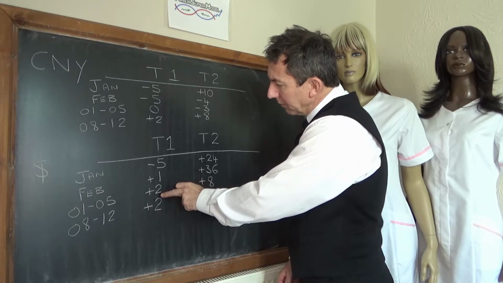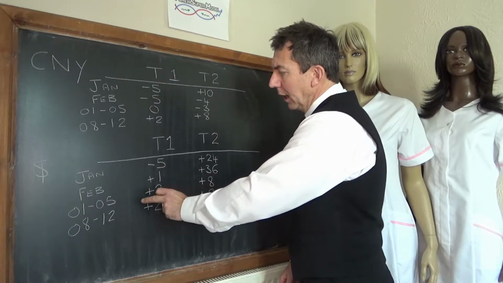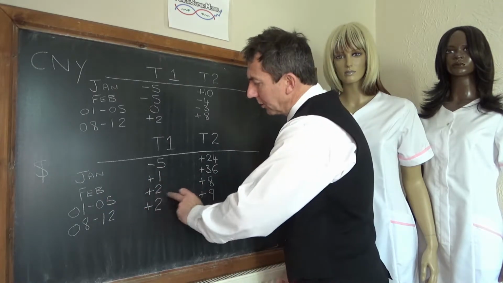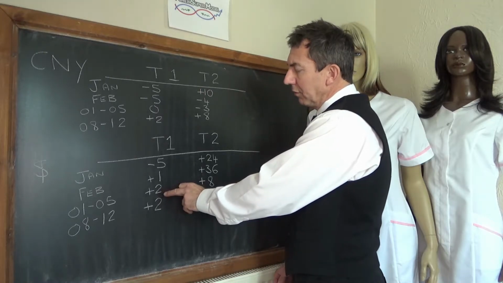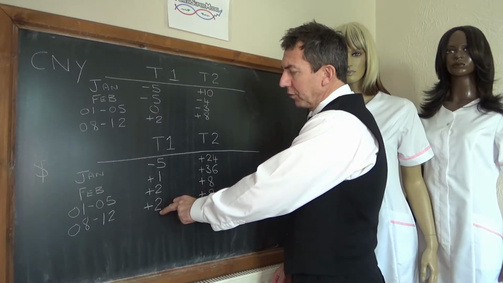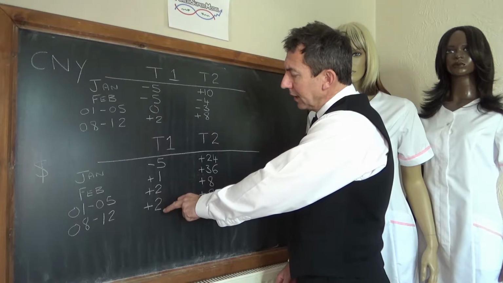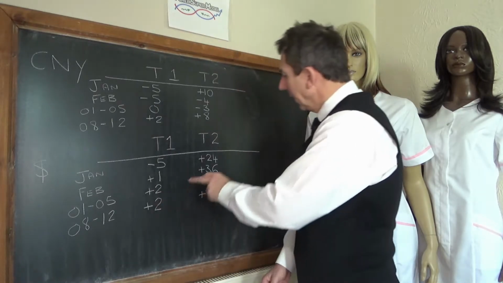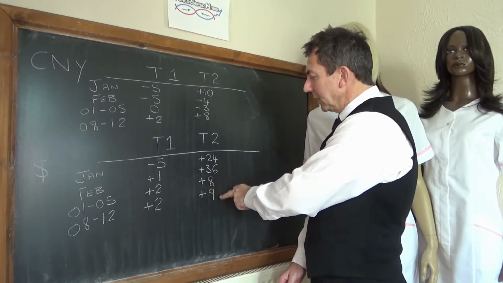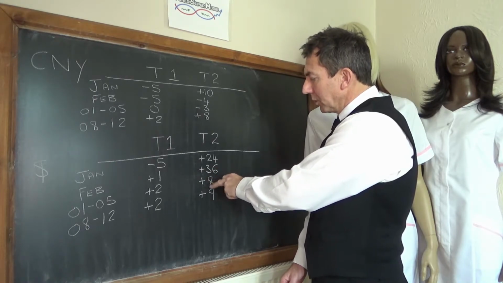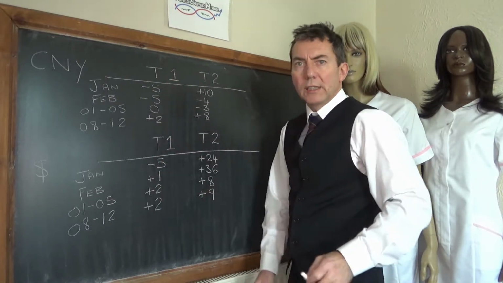Right, the USD then, the dollar, Tier 1: -5, +1, +2, +2. Remember it restarts, so these are discrete variables: January is discrete, February is discrete, and these are cumulative in intra-week variables. So +2 for the first week of March, and +2 for where we are now in the second week of March. That means the data has steadied and not really moved. Tier 2: +24, +36, so very strong, and then +8, +9, so positive but tailing off a little bit in terms of acceleration. So that's the dollar data and the China data.